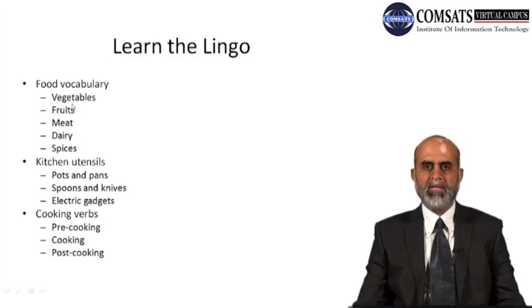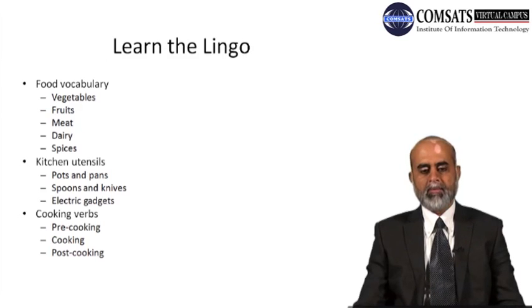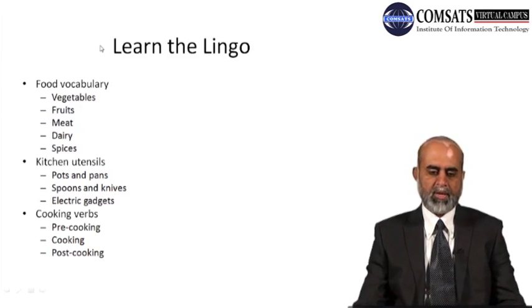So how many vegetables can you tell me in English? So probably you know tomato, potato, onion, garlic, carrots, cucumber, you have ladyfingers, eggplants, spinach. Can you think of any more? Yes, cauliflower, mushrooms. Okay, so these are some vegetables that you can think of.